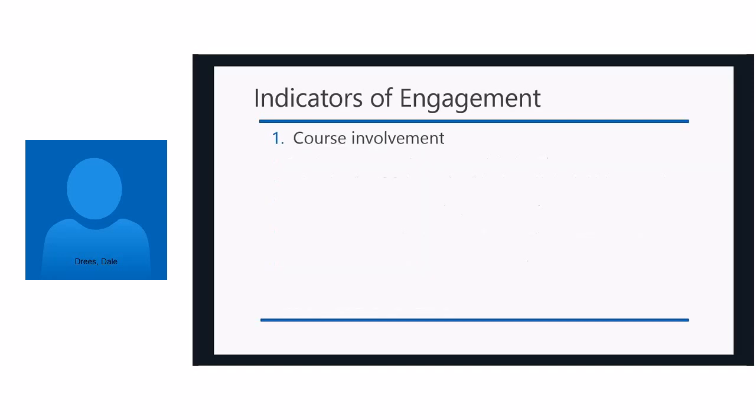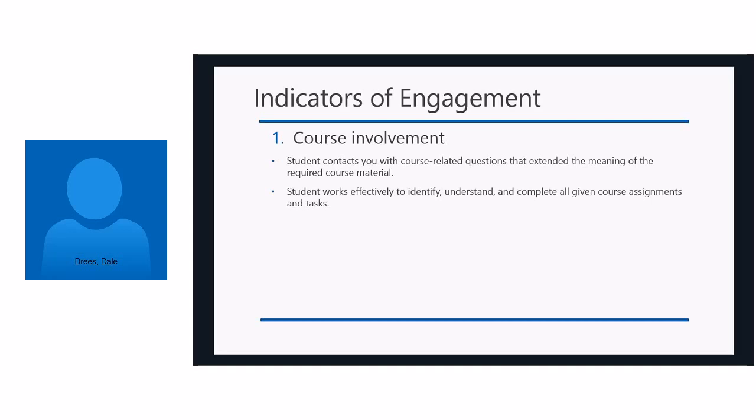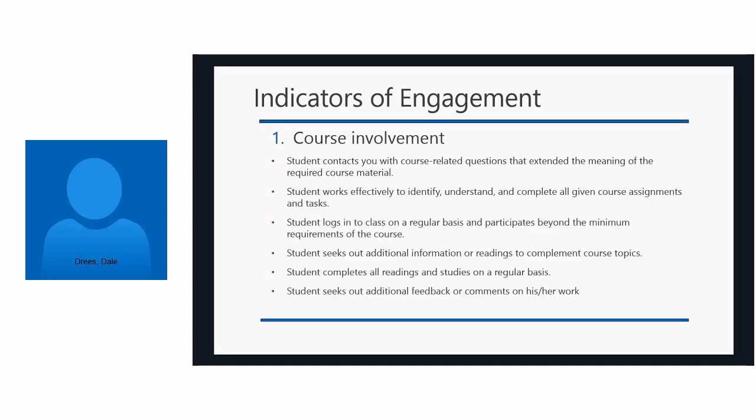Now the next one is course involvement. One of the things in course involvement, and the thing in Canvas that you can see right away, is if you go to the People tab and you click on it, it tells you right there all the students listed. It's kind of like the roster view, but it also shows when they were last in the course.